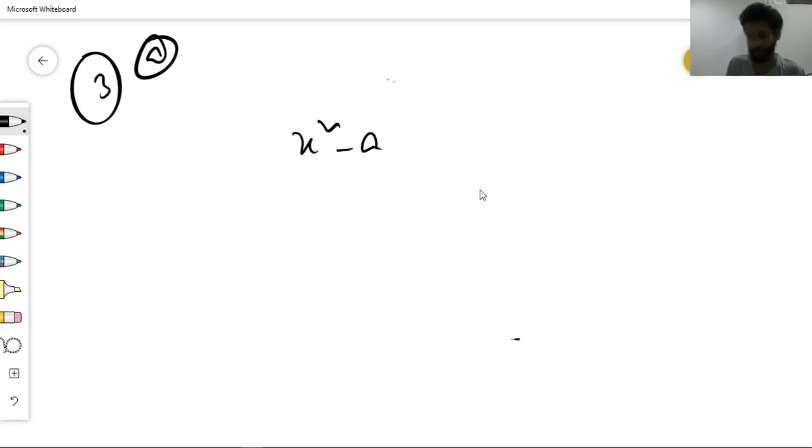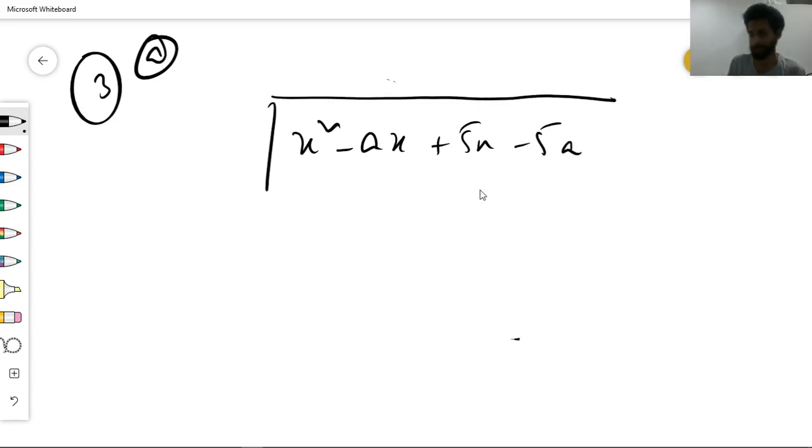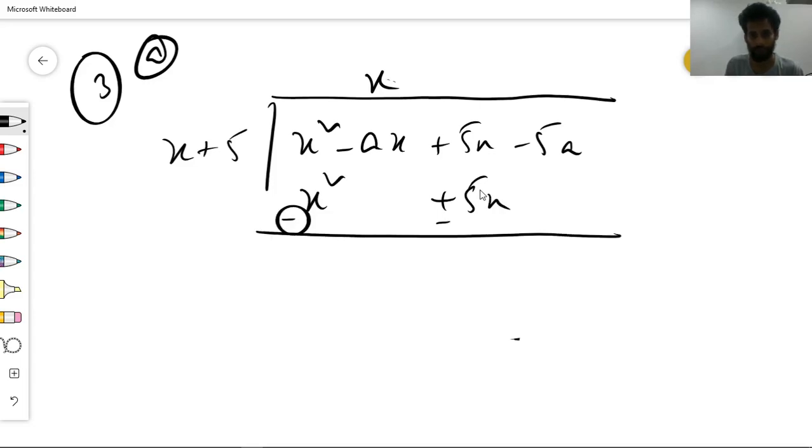x square minus ax plus 5x minus 5a. So we will divide it by the given number, that is x plus 5. Sorry, that was a mistake I have taken here, it is minus 5. So first of all we will multiply with x, so it will be x square plus 5x. This will become minus and this one will also become minus. So this is 0, this will be coming down and this will also be coming down. Now we have to multiply with minus a, so it will be minus ax minus 5a.